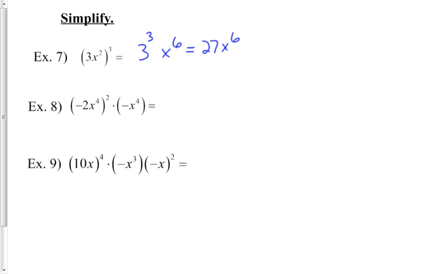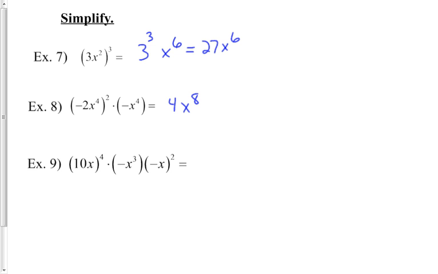Let's do the example number 8. First of all, we have negative 2 squared. Well, let's do that one in our head. Negative 2 times negative 2. The negative times the negative will cancel out. We'll get a positive 4. X to the 4th raised to the 2nd. Powers to powers, you multiply. You're going to get x to the 8th.